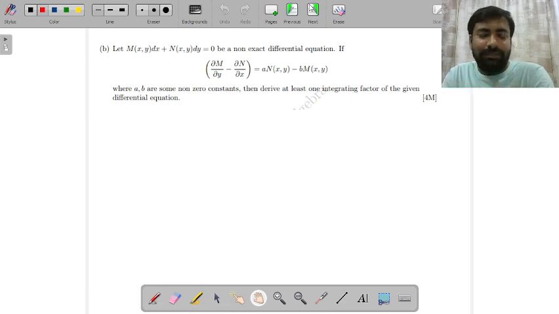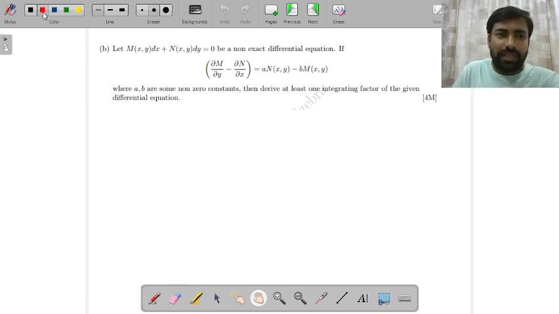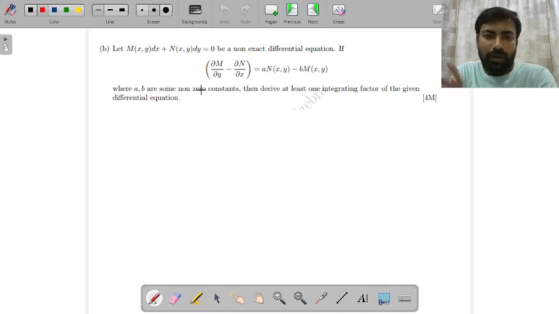You see this question. Let M dx plus N dy equal to 0 be a non-exact differential equation. They have given one condition, that is ∂M/∂y minus ∂N/∂x equal to a into N minus b into M, where a, b are some non-zero constants. Then derive at least one integrating factor of the given differential equation.